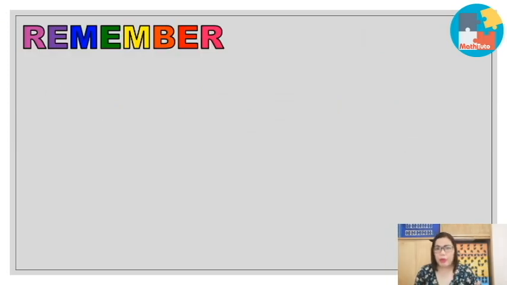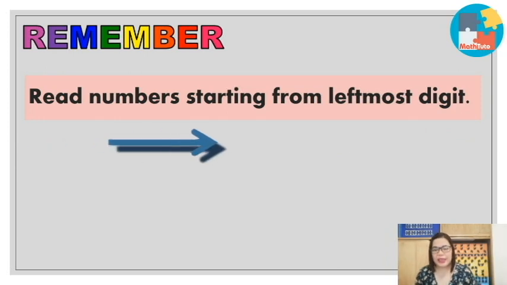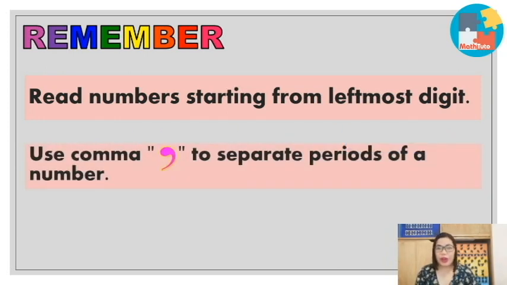Now, remember that when you are going to read a number, we read from the leftmost digit going to the right. And the use of comma separates the periods of a number. Periods of a number happen in every 3 digits from the right. So for every 3 digits from right to left, we put a comma, and another 3 digits, comma. The 3 digits before the comma make up a period of a number.